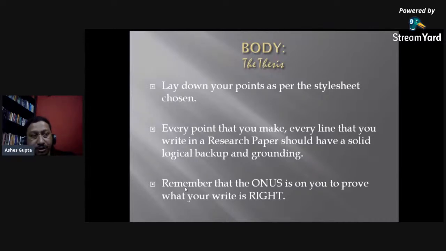No loose statement, no general statement, no generalized remark. Every line, every statement, every word that you use have to have a solid logical backup and a solid structural grounding in your discipline. You should be able to stand by it as a researcher. Remember that the onus is on you to prove what you write is right. It's your responsibility to prove that what you write, W-R-I-T-E, is R-I-G-H-T, what you write, correct?